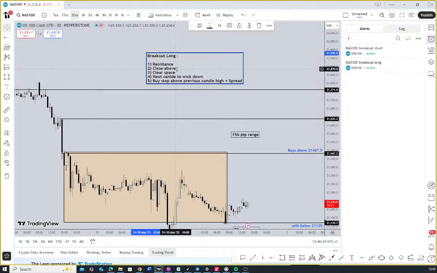Once we've closed above, do we have clear space? So look, left-hand side, nice big clear space, big candles, and we know it's clear space because we've just measured it. It's a 156 pip range. So once we've closed above, we've identified we've got clear space. The next thing we need to see is the next candle move lower. So I want it to wick down. If it wicks down, then I place a buy stop above the high of the candle that closed above the resistance level, plus spread, and then we look to manage our trade accordingly.